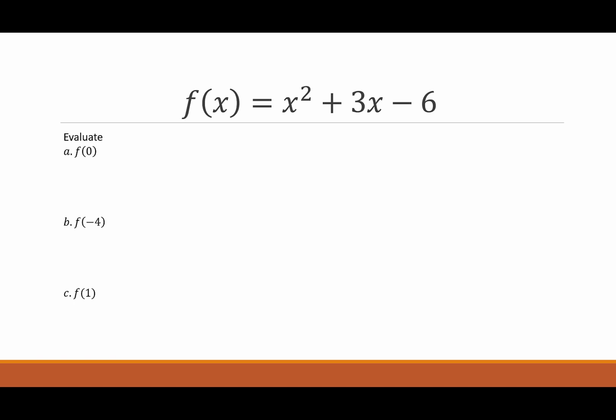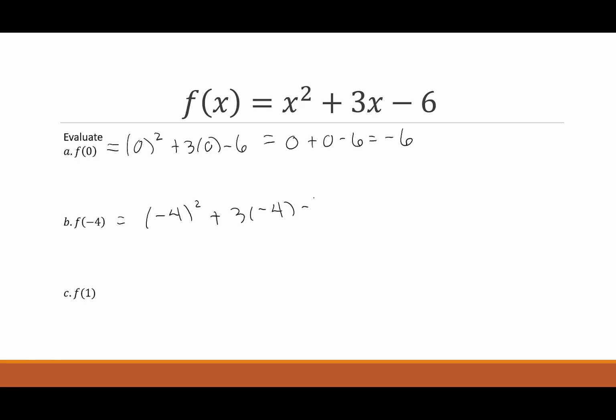Let's switch the function. This time f of x is x squared plus 3x minus 6. I'm going to start with f of 0. I have 0 squared plus 3 times 0 minus 6. 0 squared is 0, 3 times 0 is 0, and then I have minus 6, so my answer is negative 6. The next one says f of negative 4, so I have negative 4 squared plus 3 times negative 4 minus 6. Negative 4 squared is 16, 3 times negative 4 is negative 12, then minus 6. 16 minus 12 is 4, 4 minus 6 gives me negative 2.